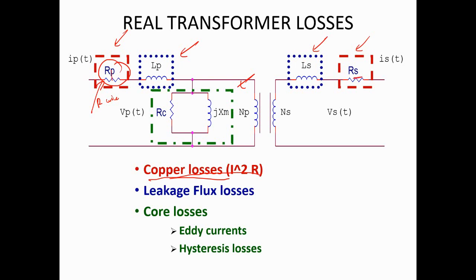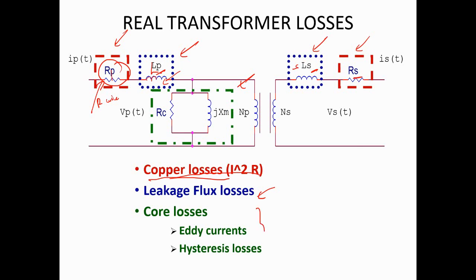And then secondly is the leakage flux losses. The leakage flux losses we represent by LP in the primary and LS in the secondary. But now it's not a resistance, it's an inductor, because an inductor will consume magnetic energy, right? Reactive energy, what we call reactive energy. So the consumption of that reactive energy is represented by a small inductor called LP and LS.